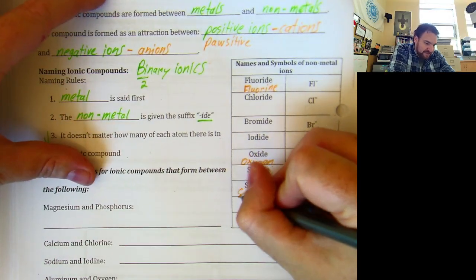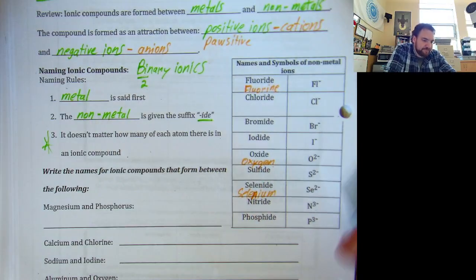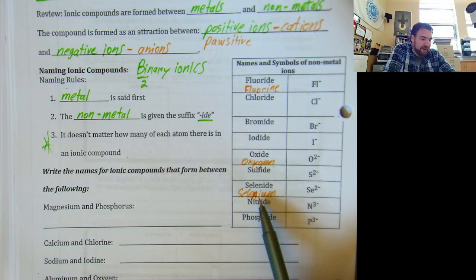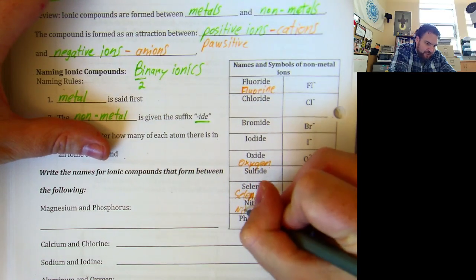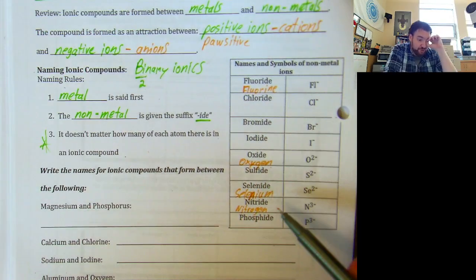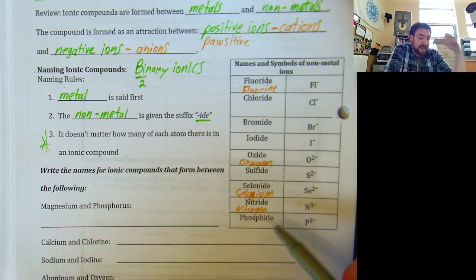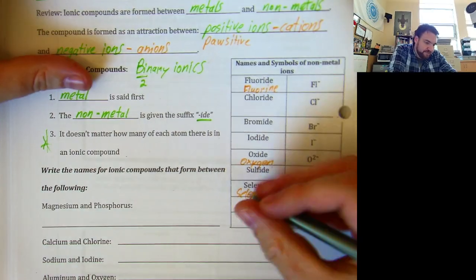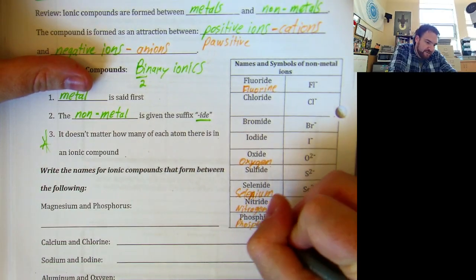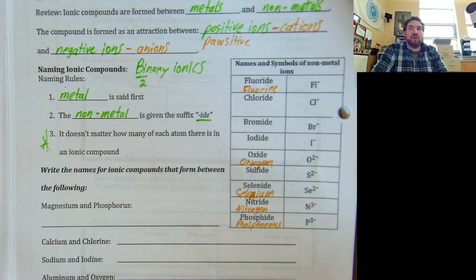This one is selenium. Because the I is already there, it's pronounced selenide. Nitrogen becomes nitride. It takes over at the O, the last two syllables. And then phosphorus becomes phosphide. So this is phosphorus. And you kind of just got to get used to where those things get placed.